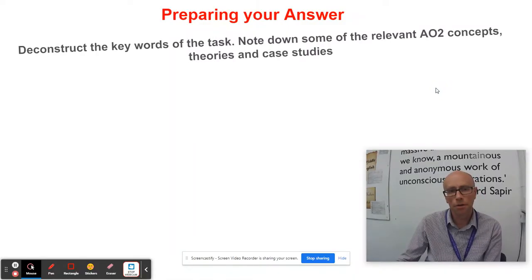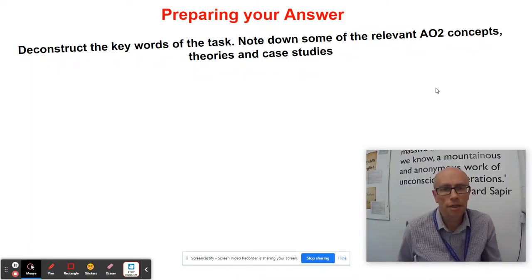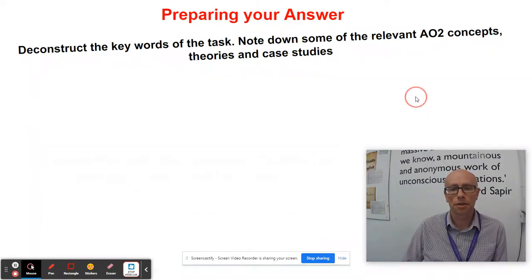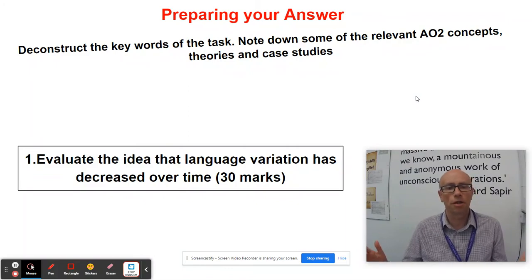Okay, so how do you prepare an answer? Well, first of all, clearly, don't prevaricate. Choose one of the two and go for it and stick with it. What you need to do initially is to deconstruct the keywords of the task, and you need to be noting down the relevant AO2 concepts, theories, and case studies. So let's just take, for example, the first question. Evaluate the idea that language variation has decreased over time.